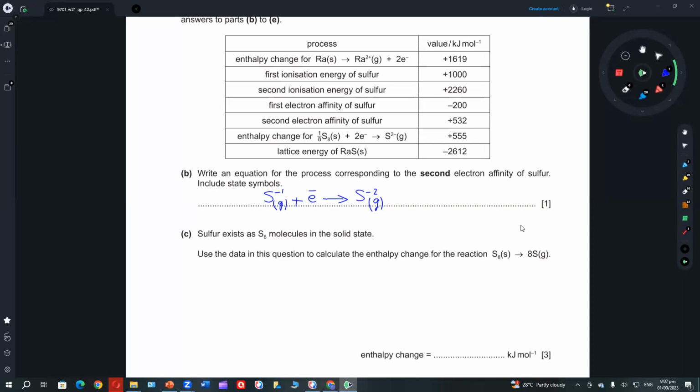He says enthalpy change for the reaction S8 solid to 8S. So either I break the lattice or, because I need sulfur first, then I need atomization, and then we have to use any one of them. We can make a triangle to make a loop here because we need two equations at least.